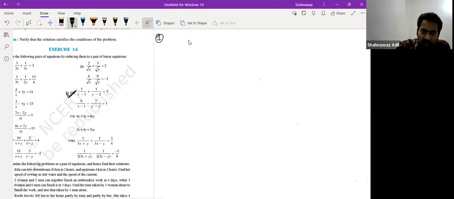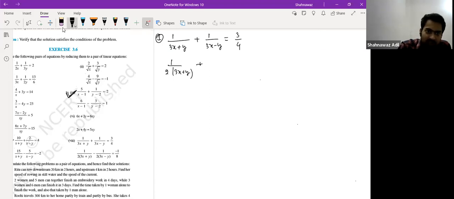Right, 1 by 3x plus y, plus 3x minus y is 3 by 4, right? And then you have 1 by 2, 3x plus y, and then minus 1 by 2, 3x minus y. So this is minus 1 by 8. Right, so what should we take here? This has become easy, right? What should we take here?